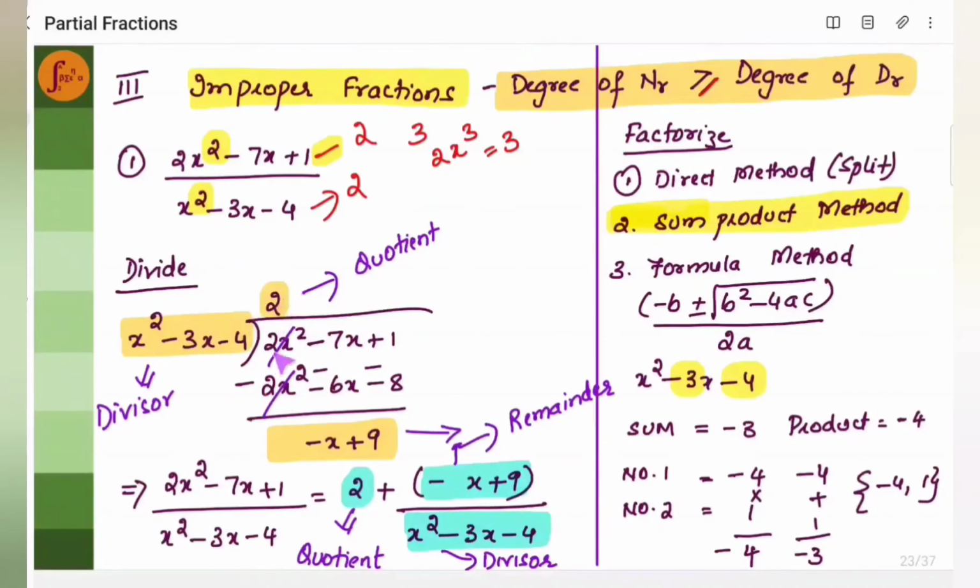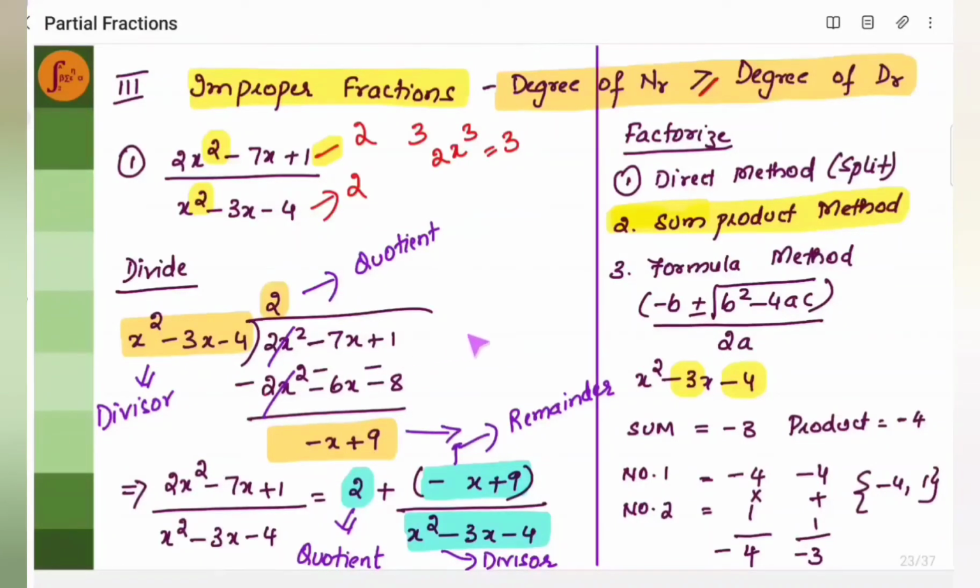Why should we do that? So that we can cancel the terms. So now 2x square and 2x square will get cancelled, and then we'll have to multiply these remaining terms with 2. So 2 into minus 3x is minus 6x, 2 into 4 is minus 8, and then we subtract the entire thing and we get minus x plus 9.